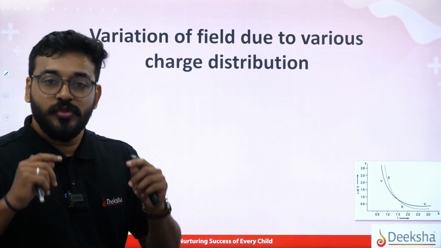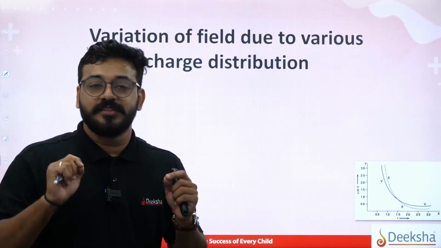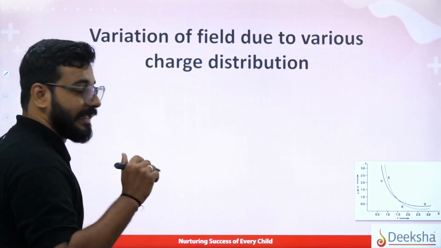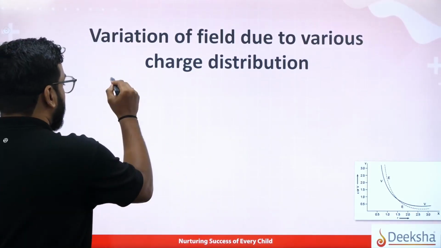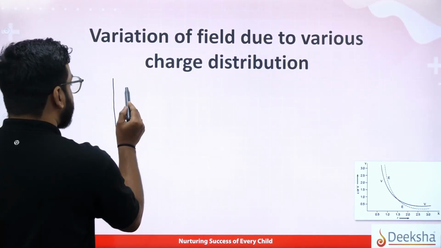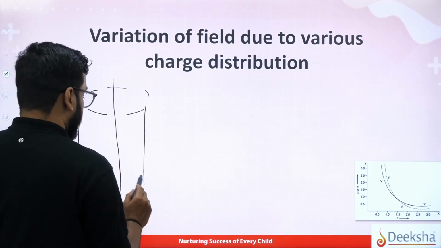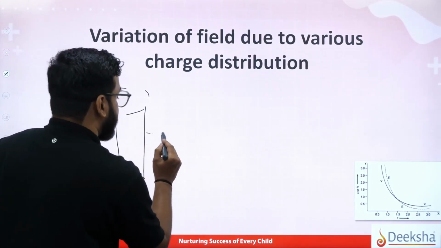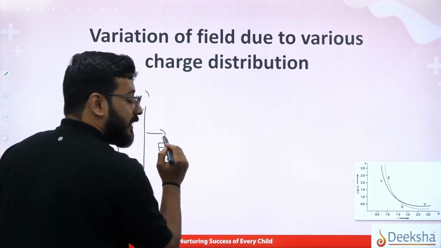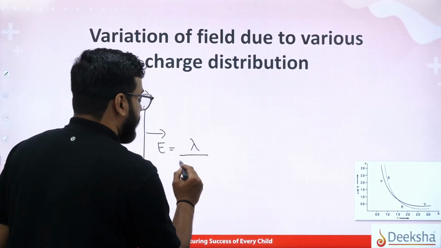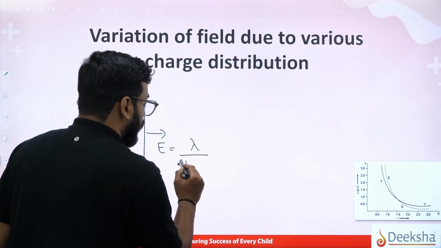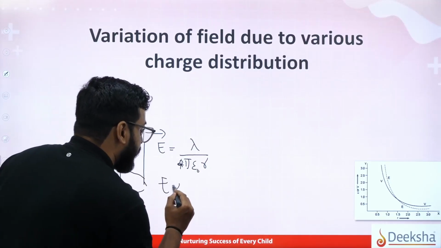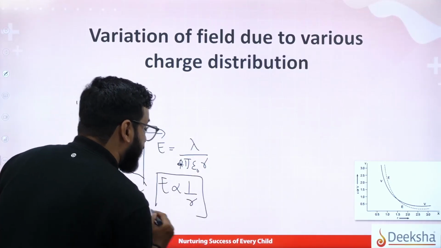For all this, you must first know the formula and the concept. Everybody has to know, for a linear charge distribution, what is the electric field formula. So for a linear charge distribution we have a straight line and you have a Gaussian surface of cylindrical symmetry, and the electric field is in this direction. So here the electric field formula is given by lambda by 4 pi epsilon naught r. So here we can see E is inversely proportional to r, not r square but r.